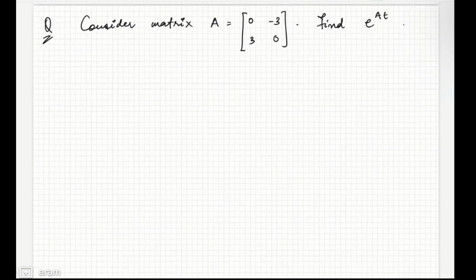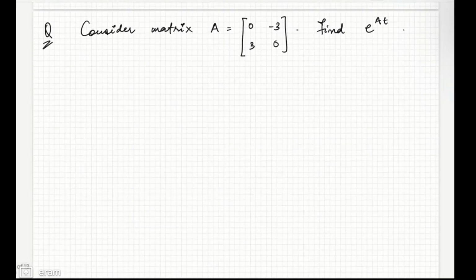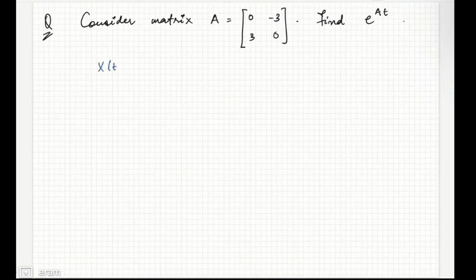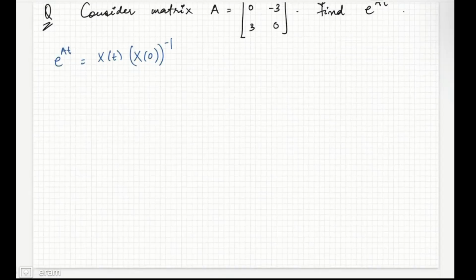How can we find the exponential e to the power At? We have to follow the same procedure. We have to calculate the fundamental matrix solution X(t), and then calculate it for the initial condition. Let's say that the initial time is 0. Calculate its inverse. This will give you the exponential e to the power At, and its proof is derived in the recorded lectures. You can refer to that. So this is how we can calculate.